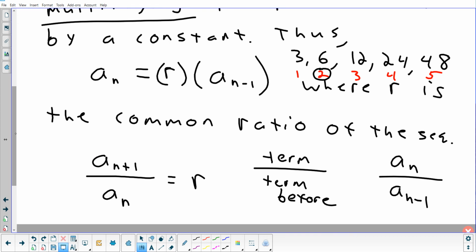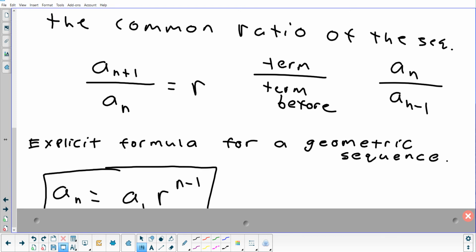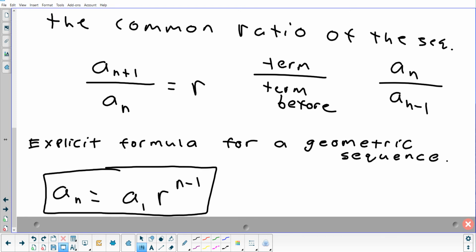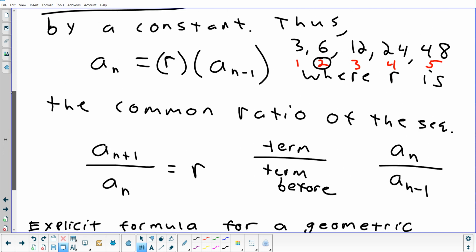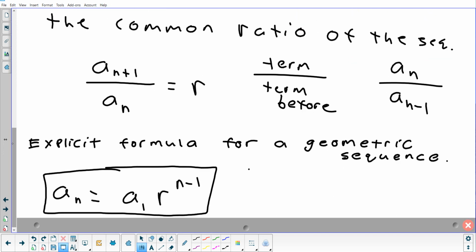Yeah, one of those spiffy formulas we can plug into. You do. You have a formula. Awesome, which I thought I was using in the last one. a sub 1 times r to the n minus 1. So 3, 6, 12, 24. Oh, we're not multiplying by 3 each time. We're multiplying by 2. Okay. So 3 times 2 to the n minus 1.